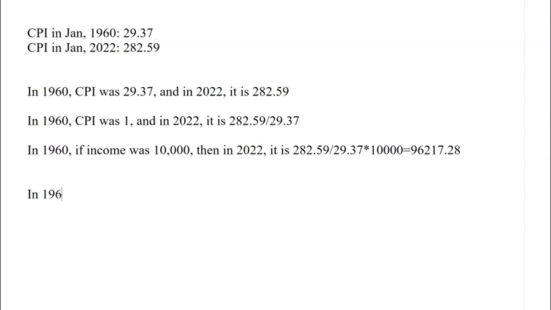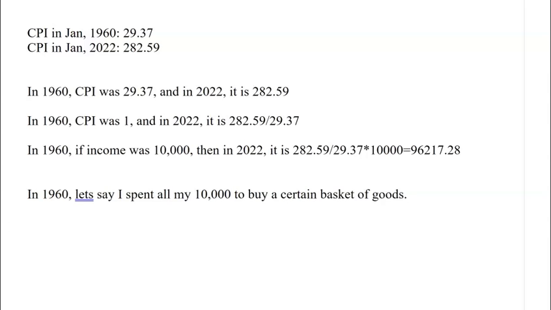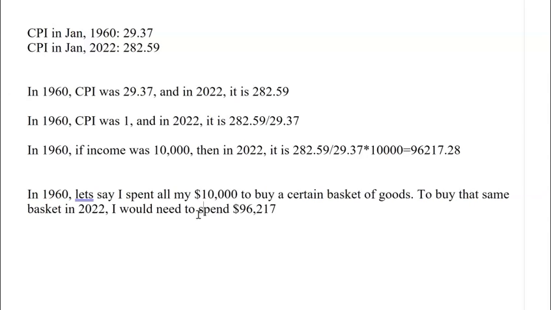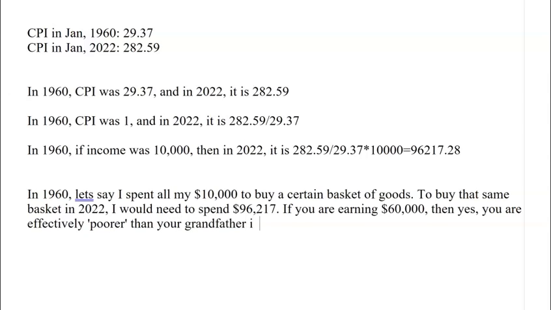So what this is telling me is that in 1960, if I spent all my $10,000 to buy a certain basket of goods, now to buy that same basket in 2022, I would need to spend $96,217. This basket could be anything. It could have a house, car, your groceries, tuition for your children, and all that. So in 1960, $10,000 would buy a certain basket of goods, and to buy that same equivalent basket of goods in 2022, you would need to spend $96,000. So if you are earning $60,000, then yes, you are effectively poorer than your grandfather in 1960.